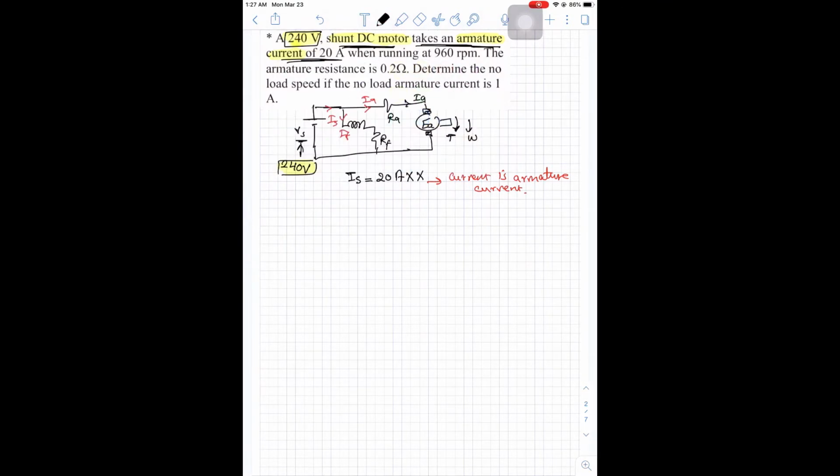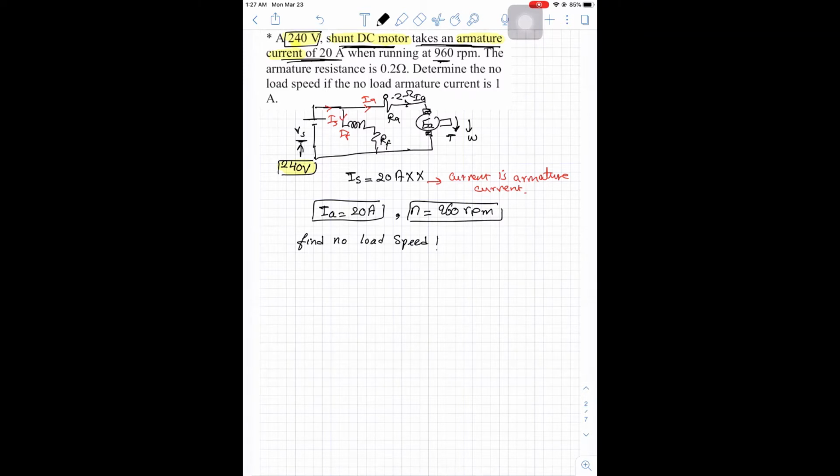Now we are given directly that the machine takes an armature current of 20 amperes, and the machine runs at 960 RPM. So we can write that the speed equals 960 RPM. The armature resistance is 0.2 ohm, so this resistance here is 0.2 ohm. Determine the no load speed. So the question is to find the no load speed.